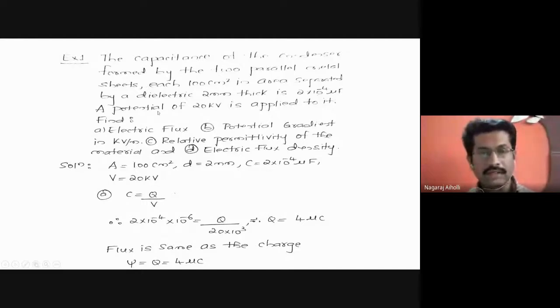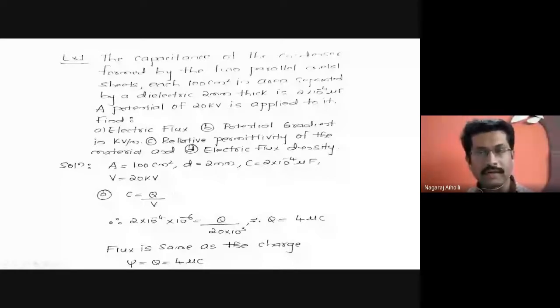Next, they have also given the value of potential. Potential of 20 kilovolt is applied to the capacitor. If so, find electric flux, first one. Second, potential gradient, that is, the voltage per unit distance. That is what we call potential gradient.